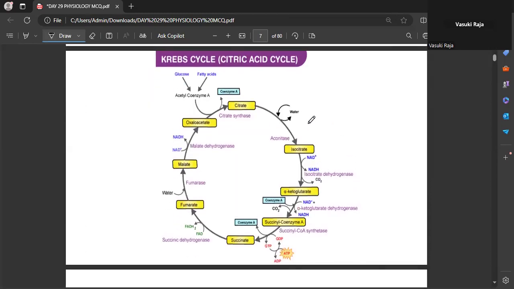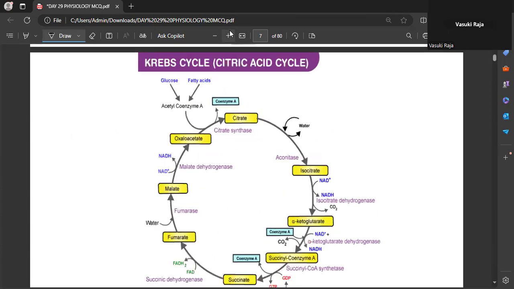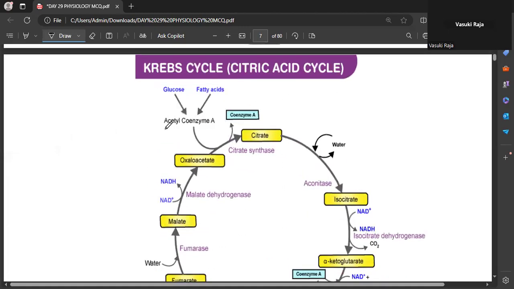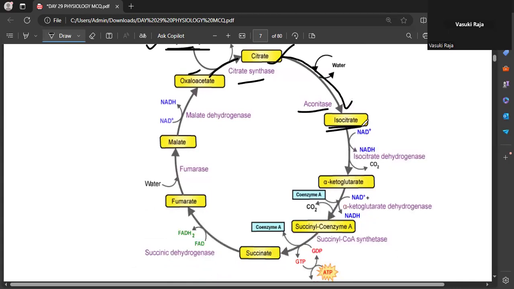Now, the citric acid cycle. See here, the acetyl-CoA. We are getting glucose converted into pyruvate, and pyruvate converted into acetyl-CoA, and now this acetyl-CoA, when combined with oxaloacetic acid, will be converted into citrate with the help of the enzyme citrate synthase. Now, by eliminating a water with the use of aconitase, the citrate is converted into isocitrate.